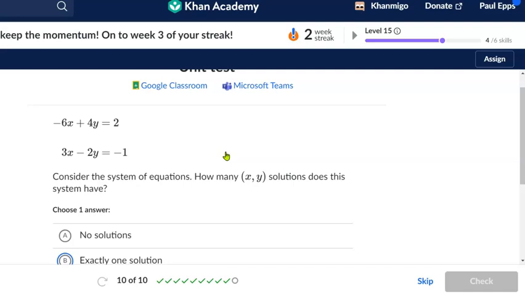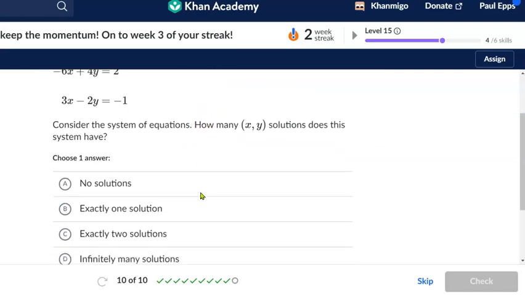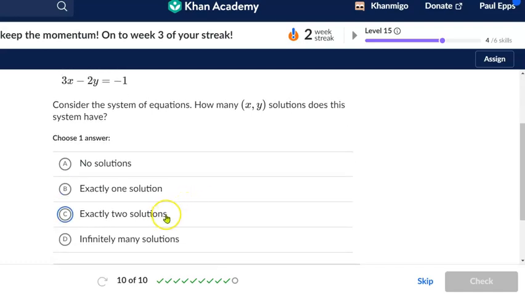Consider the system of equations. Well, those are linear equations. Why are they called linear equations? Because they're the equations of lines. How many x, y solutions does this system have? Well, if you have two lines, there are, let's see, 3 possibilities. And 2 solutions is not one of the possibilities, so we can rule that out.